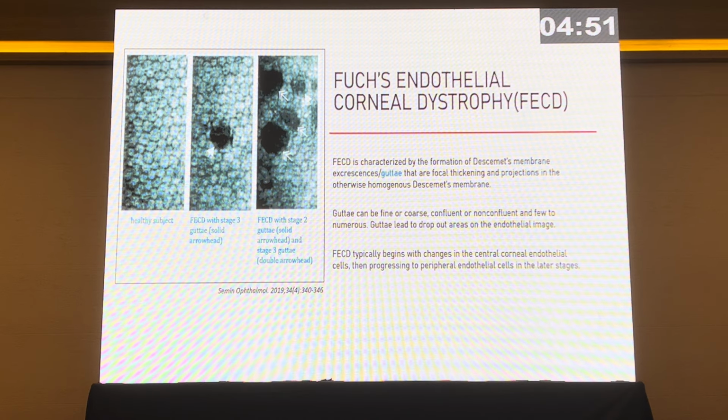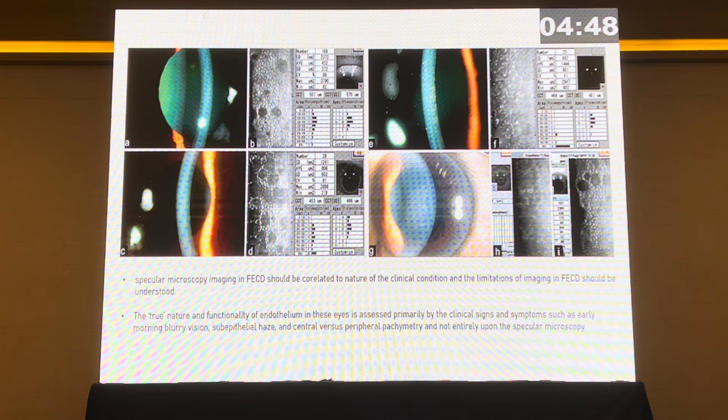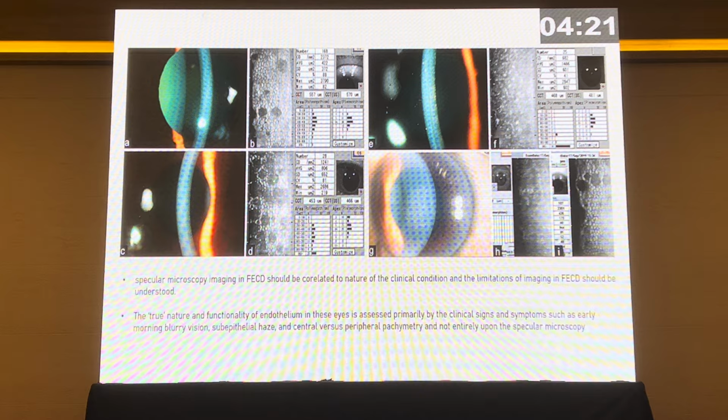Now what I'm trying to say is it's pretty obvious that in FECD you will see guttae, but whether we should take it as the final say in planning the surgery or anything. Here we have a specular microscope image of non-confluent guttae, but if you look at it, the cell pattern is normal. So the cell density is 2372. Even if the guttae are there, the cell density is good. But if you look at the average area, it's 422. And in this picture, again non-confluent guttae, you will see the guttae, but the cell density is less. So just by looking at the guttae, you cannot make out the assessment of the condition.